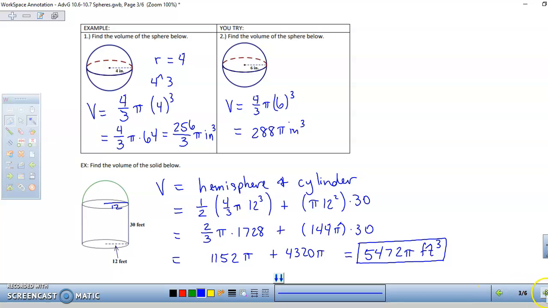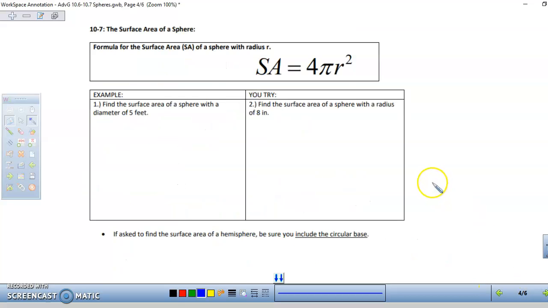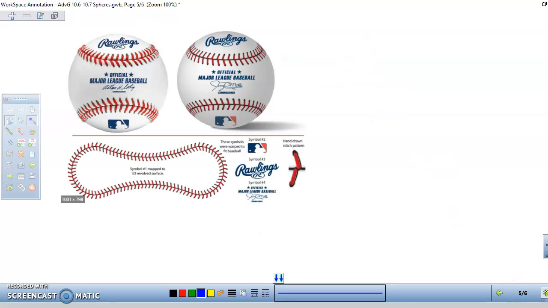Okay, next. Surface area. So you actually watched how baseballs were made as an introduction to surface area. The surface area formula is 4 pi r squared. I'm actually going to go over to my little baseball picture here to talk about how you can remember that.